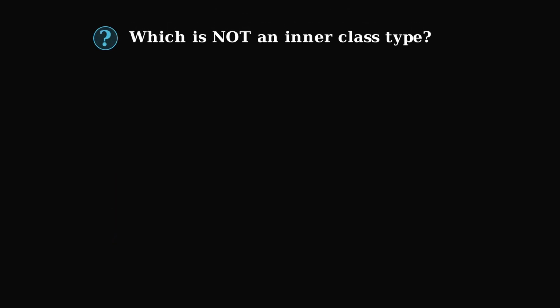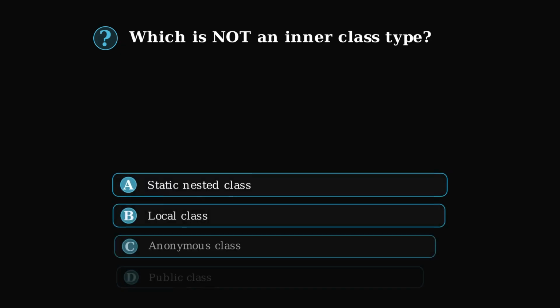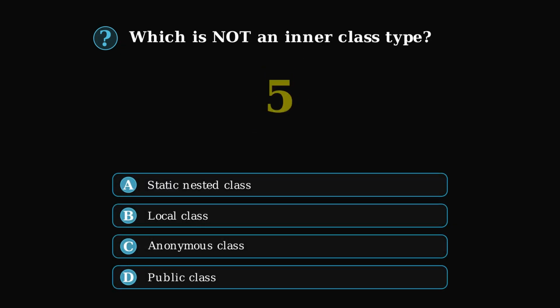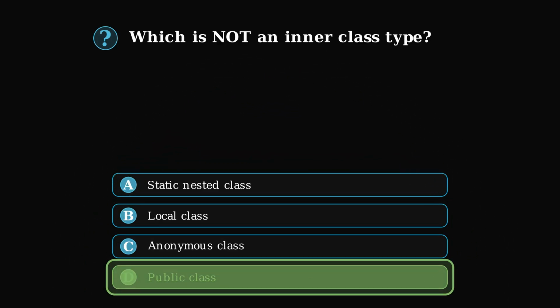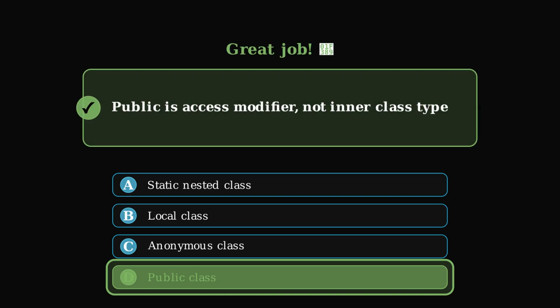Which is not an inner class type? Which one is correct? The correct answer is: public is an access modifier, not an inner class type.